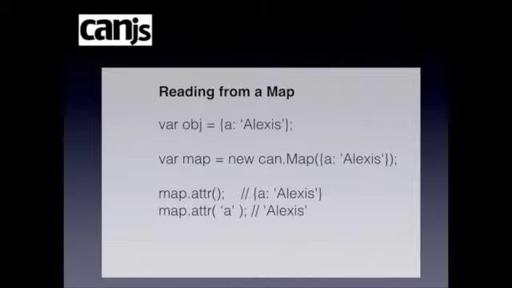So reading from a map, at the top here, here's what a plain JavaScript object looks like. You're used to those. So you just take that plain JavaScript object and you stick it in a new can.map constructor, and now you've got an observable object. You just call map.attr to get the object back out, or map.attr with an attribute name to get the value of the attribute out. So you have to access it with an accessor method. So that's a drawback over the asynchronous event loop way, because you can't just access it with the dot notation. But yeah, small overhead.